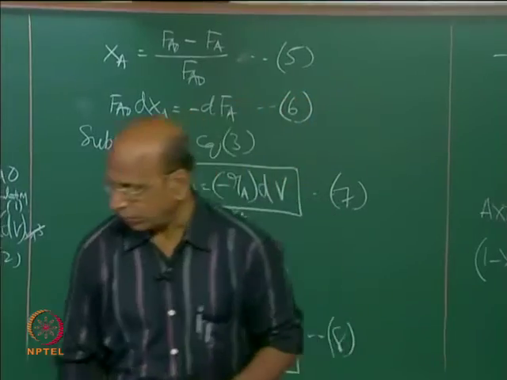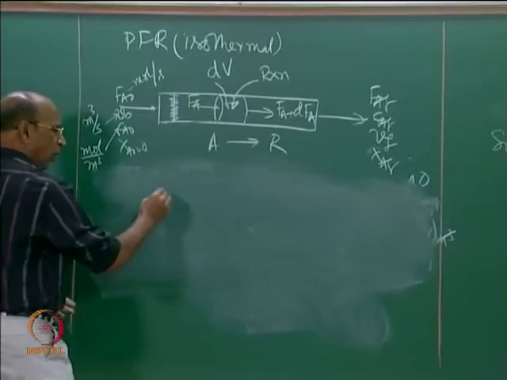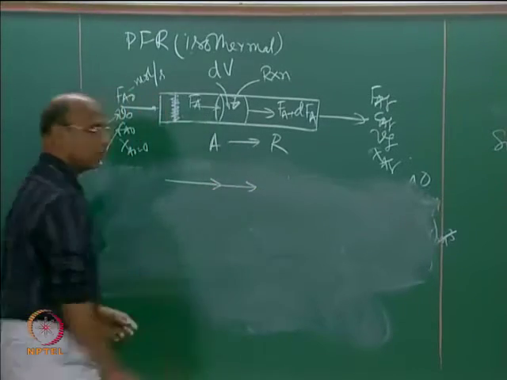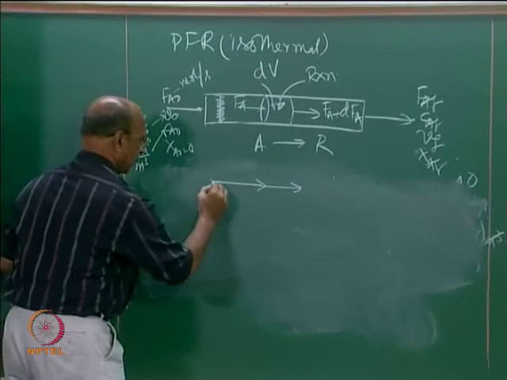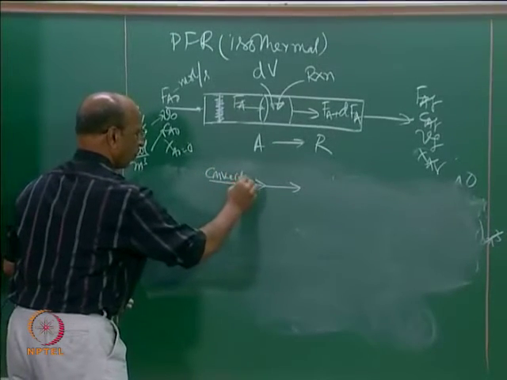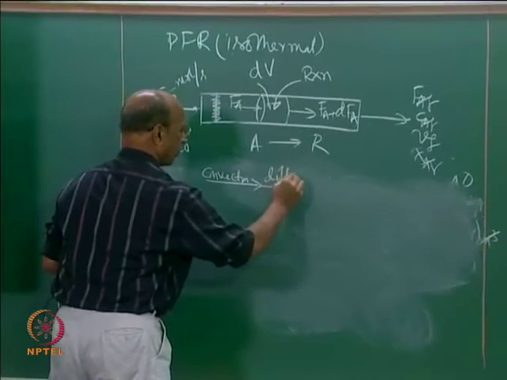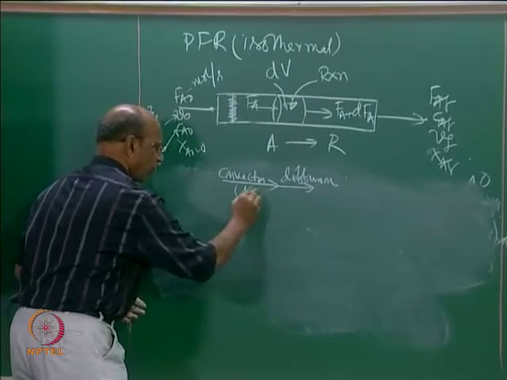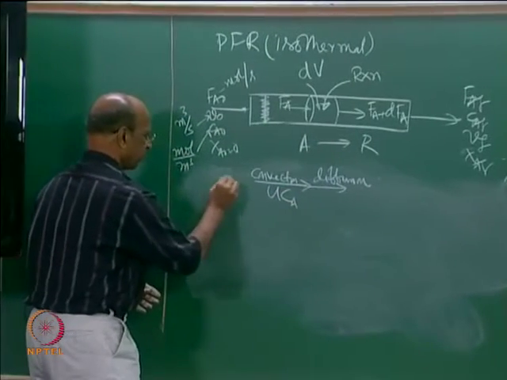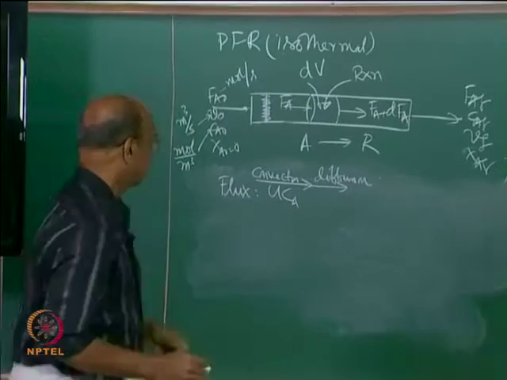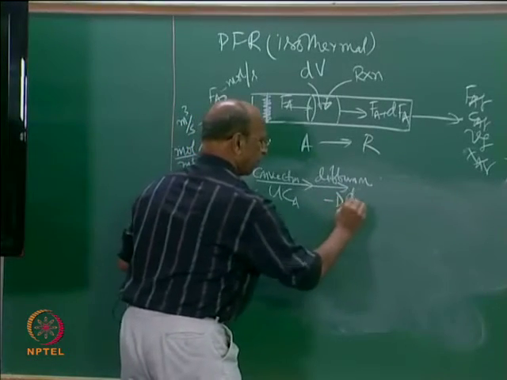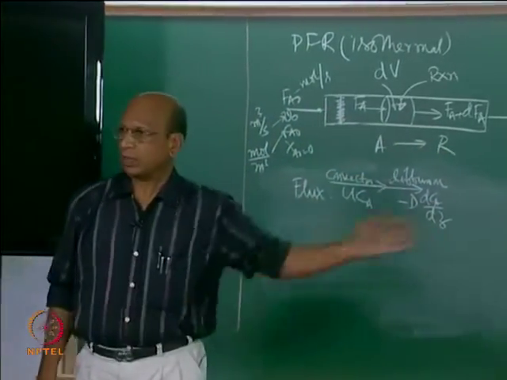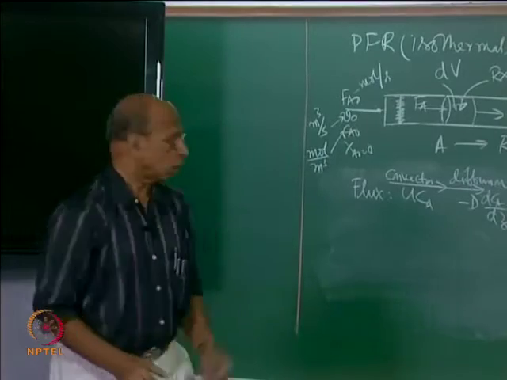Right. I will give you a simple example. So now I have the diffusion as well as convection, both. Okay, this is convection plus this is diffusion. Convection is written as U into CA, flux. This is minus D, and here you can take Z. If I take that one as Z or X, whatever. Okay, so this is diffusion flux.